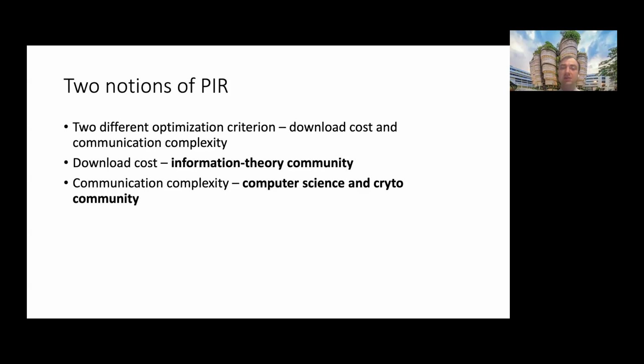This formulation is popular among the information theory community. The other formulation, which was used in the initial paper on private information retrieval, is communication complexity. In this case, we have a database with many files, and the files are binary. This formulation is popular among the computer science and crypto community. If you read papers from S&P or Crypto, for example, most of them will consider the second notion of private information retrieval protocol.